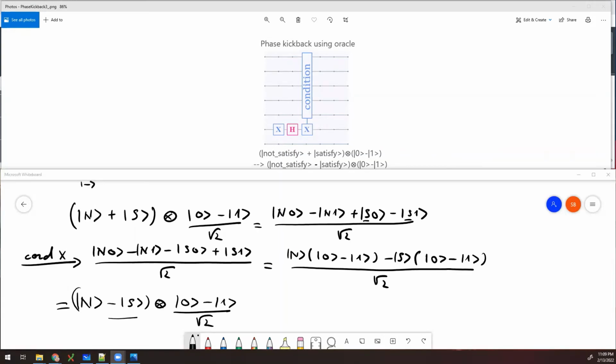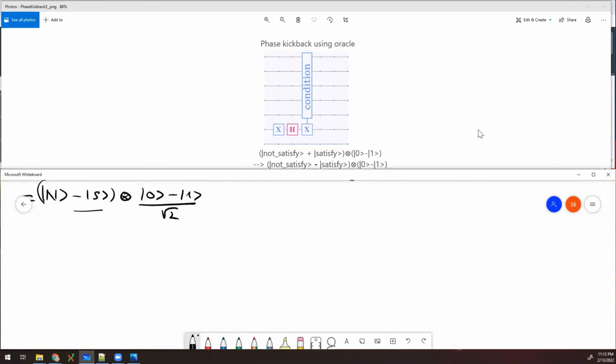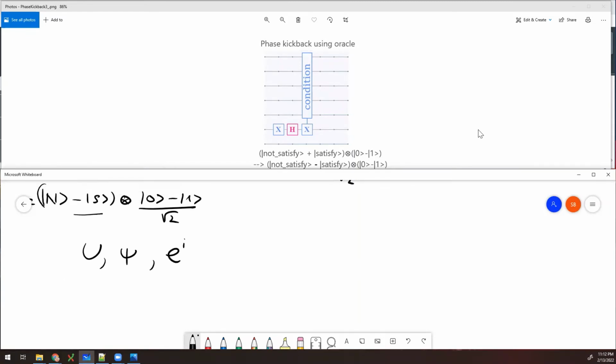And now for the big reveal, let's ask ourselves what's so special about the minus state. The answer is that the minus state is an eigenstate of the X operator, and its corresponding eigenvalue is -1, which is exactly the phase being transmitted to the control. If we have a generic operator U with an eigenstate psi and the corresponding eigenvalue e to the I phi, we know that the eigenvalues are of unit norm, so they are of this form.